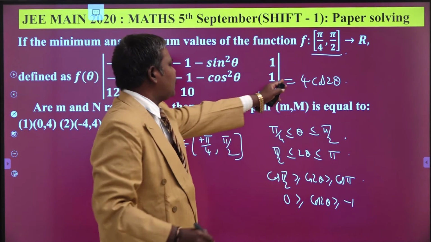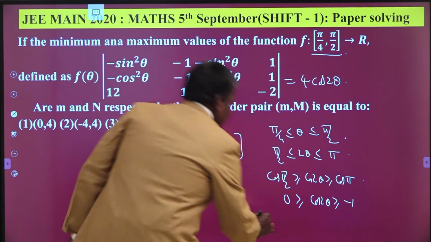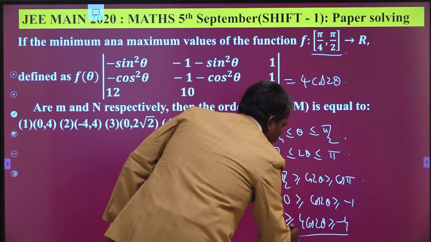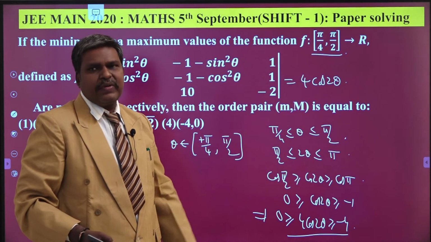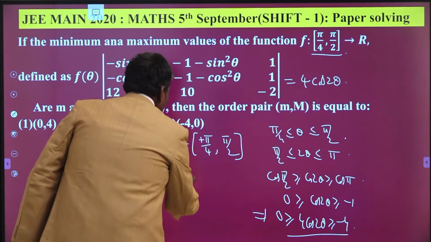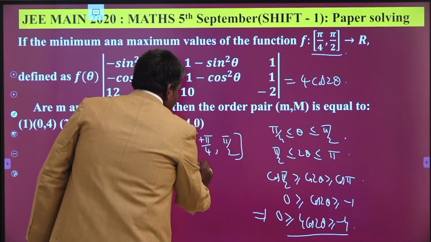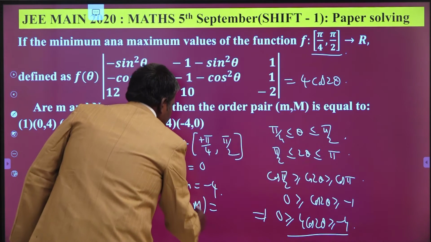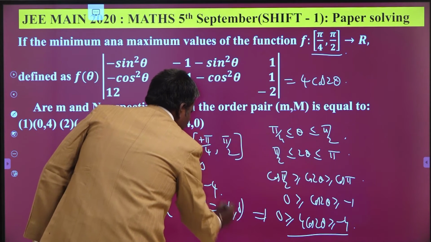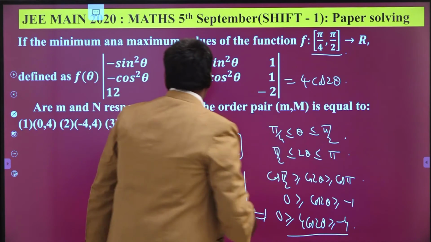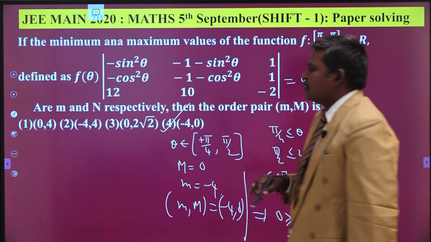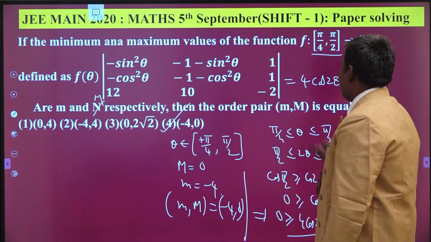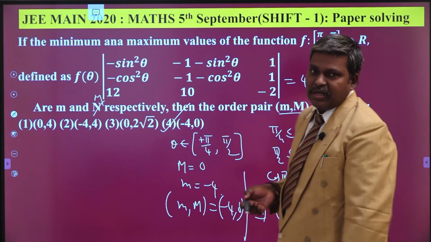We have to find the range for 4 cos 2 theta. Multiplying both sides by 4, we get 0 greater than or equal to 4 cos 2 theta is greater than or equal to minus 4. So what is the maximum value? 0. What is the minimum value? Minus 4. So capital M is equal to 0 and small m is equal to minus 4. Small m comma capital M is nothing but minus 4 comma 0. So small m is the minimum value, capital M is the maximum value, and they are asking for the small m comma capital M value here.